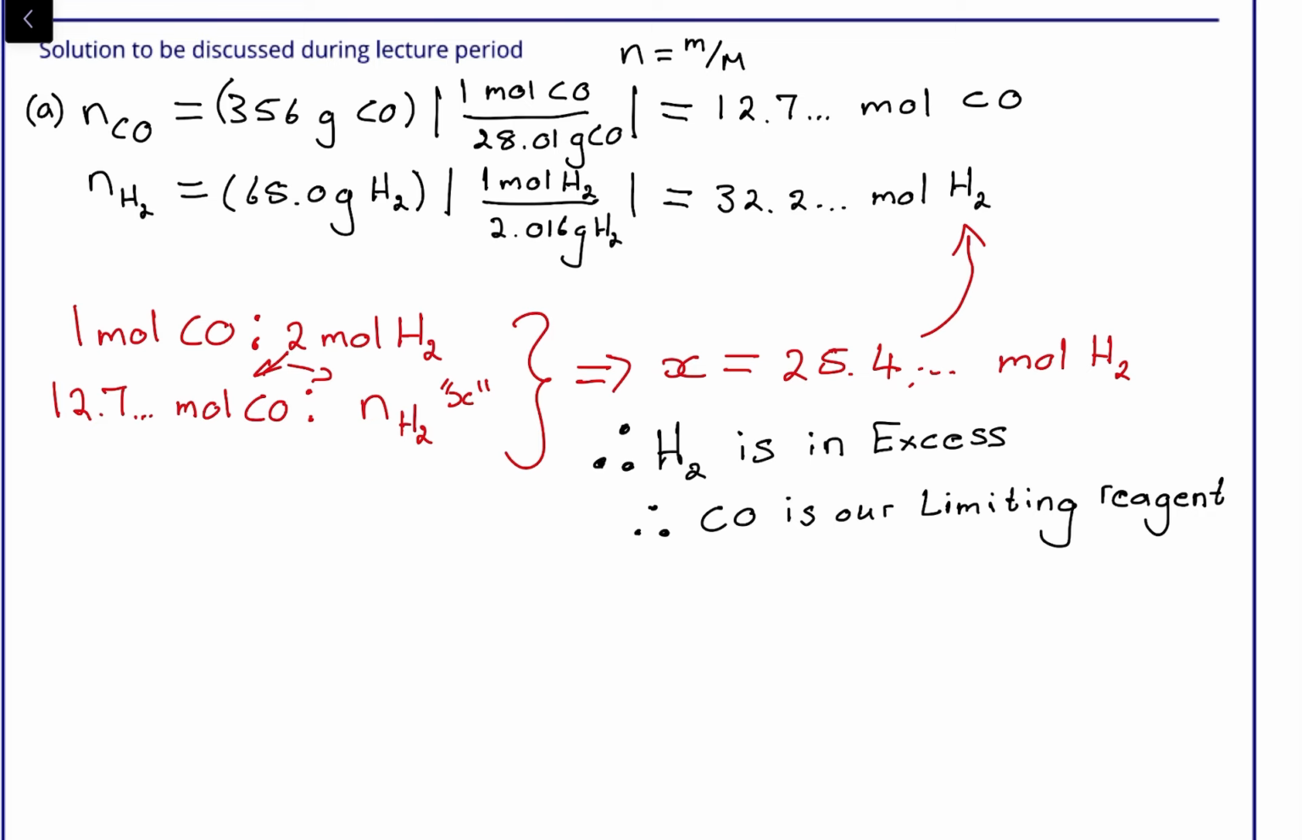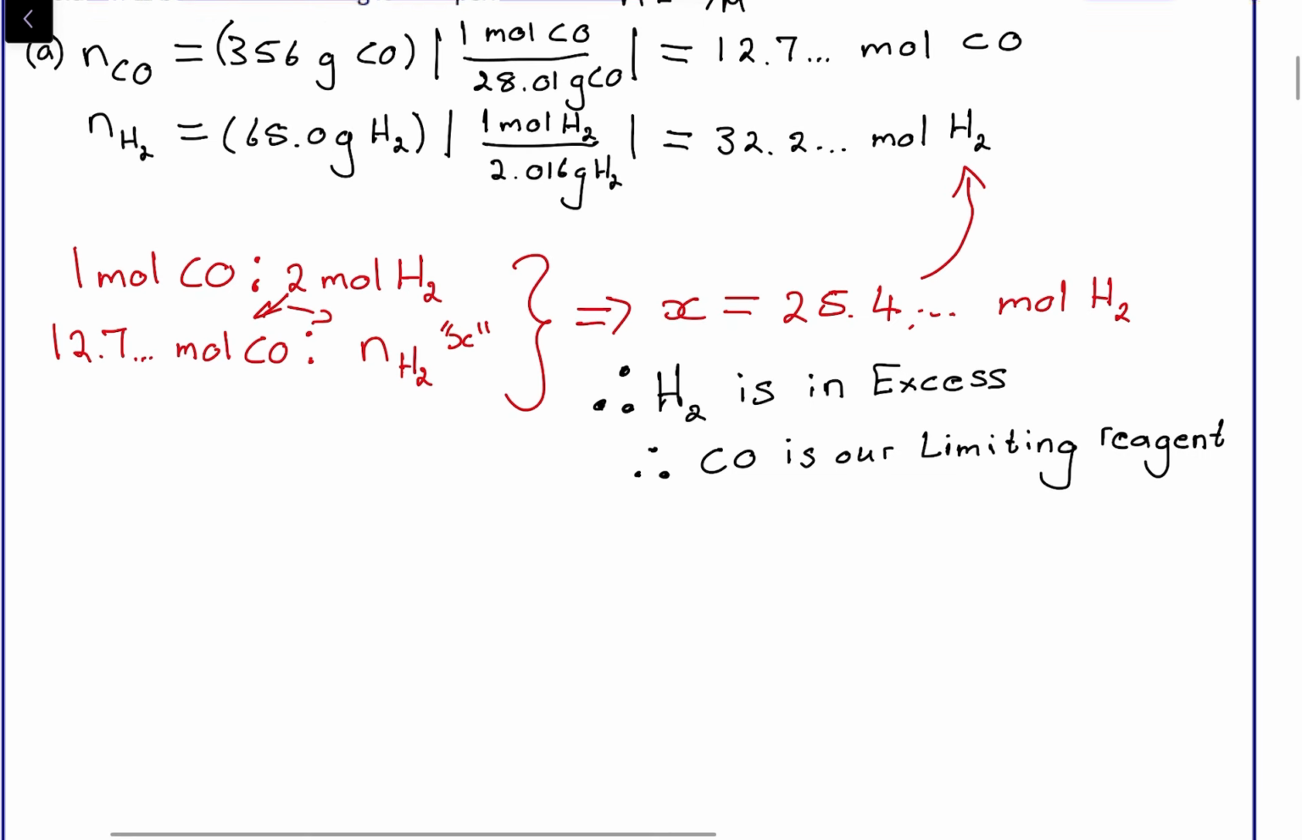Okay, your textbook provides another solution to this problem. They first calculate the mass of the product that could be produced based on each reactant, and then they go with the one that is the smaller mass. That's also perfectly fine. I just like this method. So we've now determined that carbon monoxide is our limiting reagent.